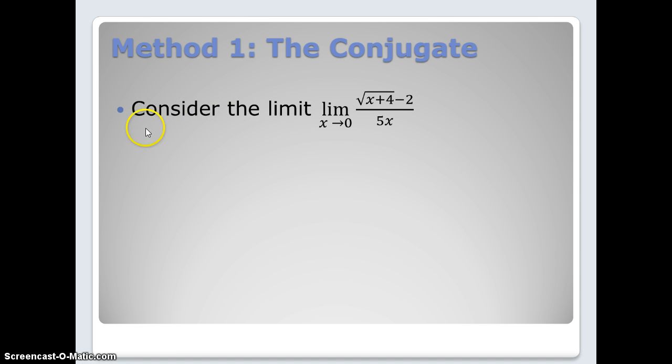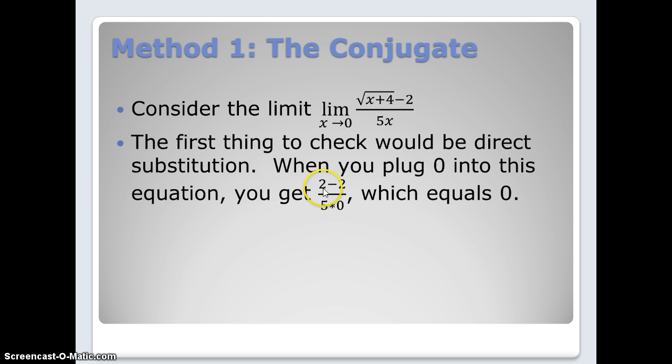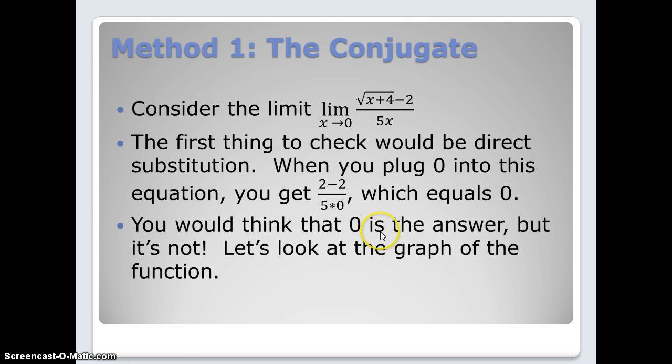That's right. Alright, so let's consider this limit. The limit as x approaches 0 of the square root of x plus 4, minus 2, over 5x. The first thing I would do, and I hope you would do, would be to put 0 in for x, and you would get 2 minus 2 on the top, and then 5 times 0, which is obviously 0 on the bottom. So I want to say that 0 is the answer, but it's probably not due to this indeterminate form, right? You would think that 0 is the answer, but it's not.